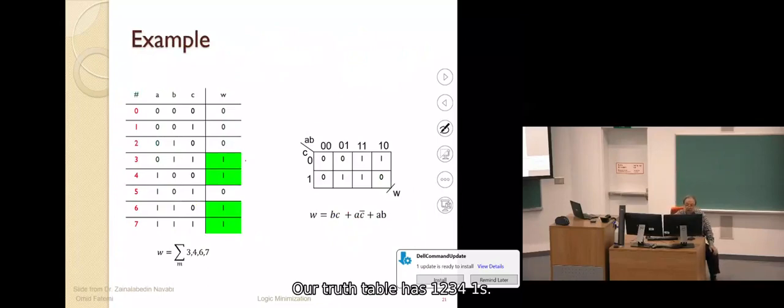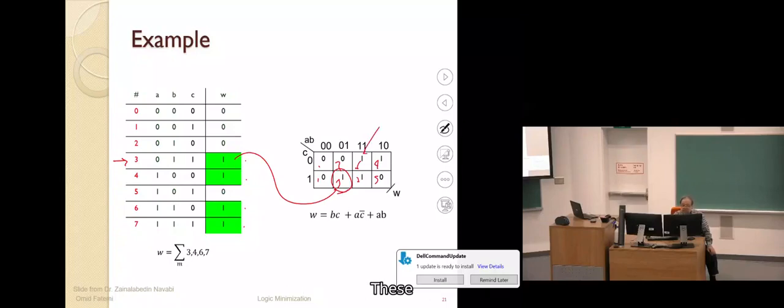Our truth table has 1, 2, 3, 4 ones. So we need to make a Carnot map, and this Carnot map has 4 ones. This is number 4, 1. This corresponds to that, is 1. So this is also 1. Number 7 is 1. So there are 4 ones in our Carnot map. Okay?